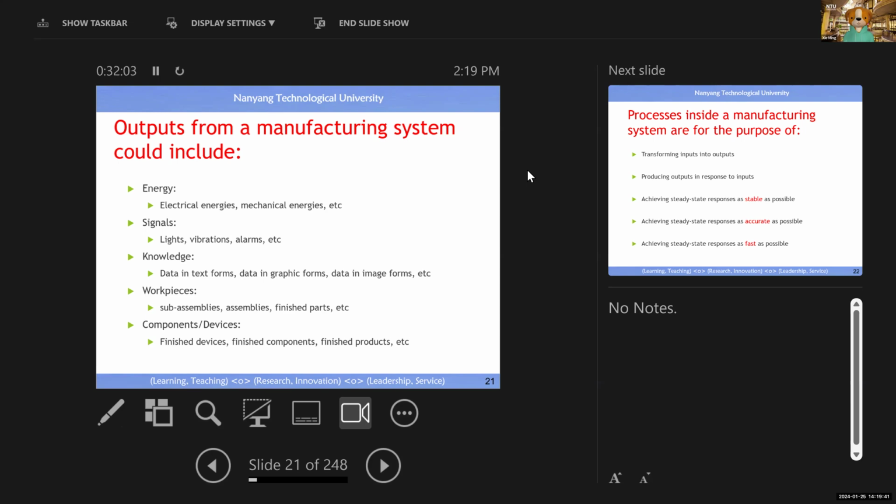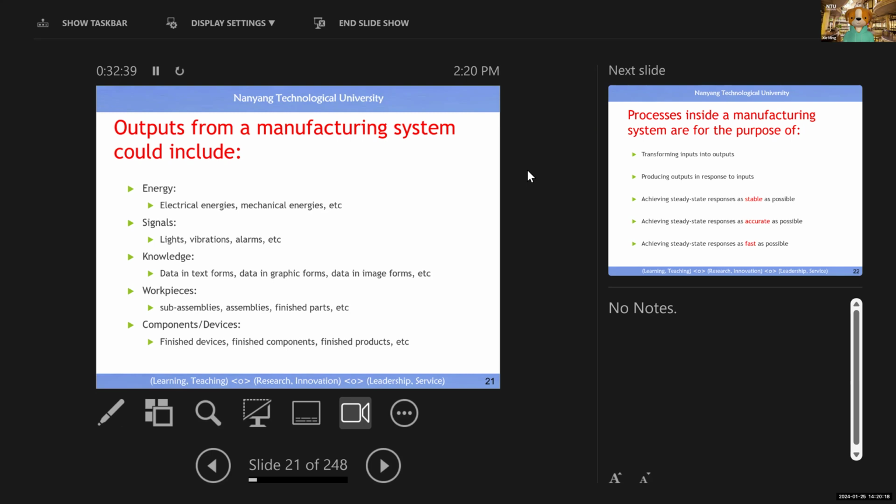Then the output from the manufacturing system depends on the type of manufacturing company. Some companies may just produce a component device as a product, and this component device will be used by another manufacturing company. Okay, so normally all the companies will form a supply chain, right? So just now you saw this logistics terminology. So basically it means we have a supply chain. Usually you have a big supply chain, right?